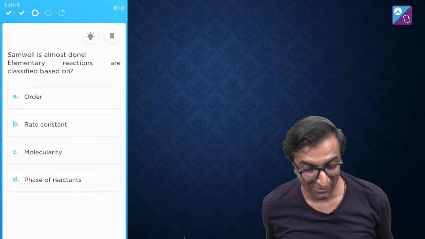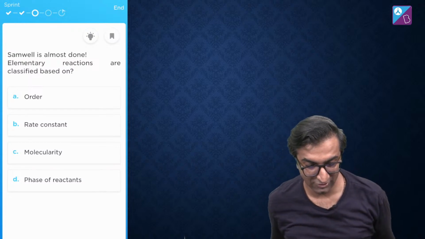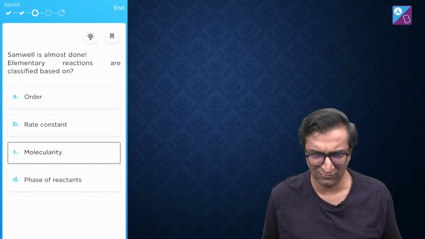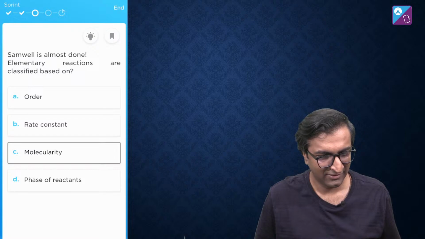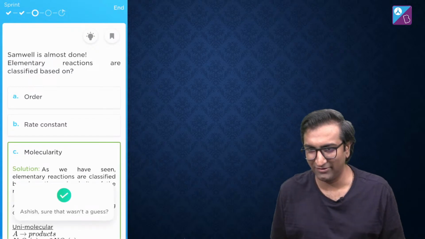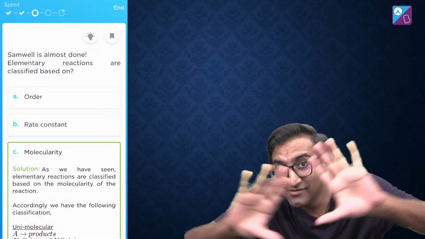Samwell is almost done. What are elementary reactions based on? Order, rate constant, molecularity, phase. This is obviously not. आसान सवाल आ गया. After giving very heavy questions, this was molecularity. Do you have to even think about this one? है ना? See, exactly, Sukh. Very simple. Molecularity. Yeah. Elementary reactions में molecularity is the order.